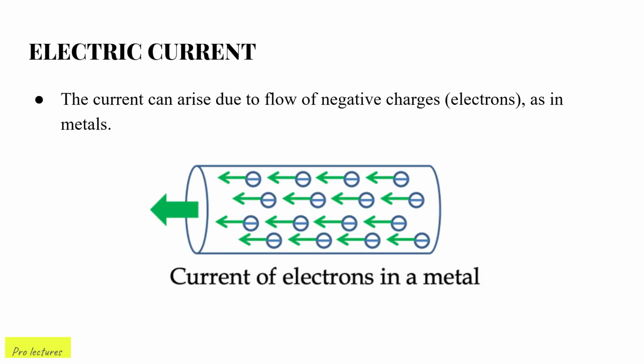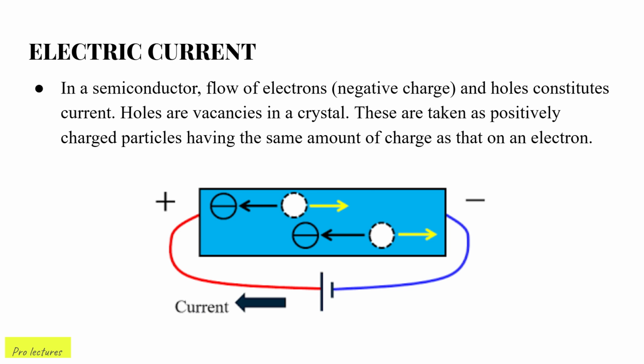But what exactly causes this current? Well, it can arise from the flow of electrons, which are negative charges, especially in materials like metals. However, in semiconductors, current results from both electrons and holes. Holes are essentially vacancies in the crystal lattice of a semiconductor. These holes act as positively charged particles and are crucial for understanding how current flows in semiconductors.